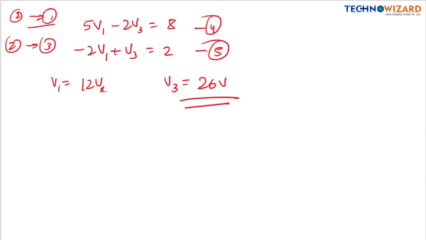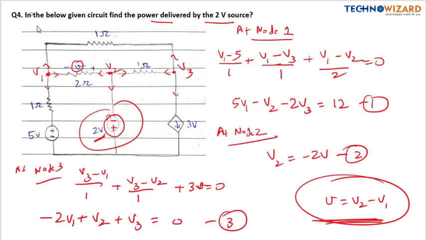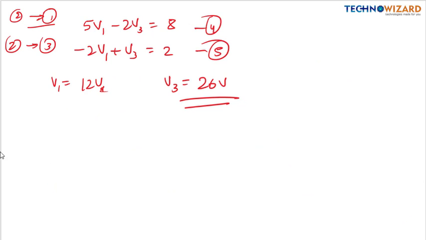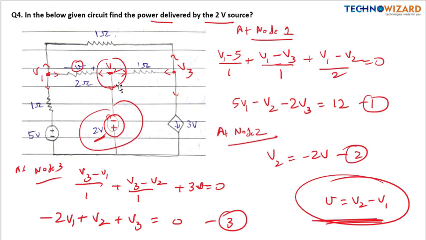So if you see this circuit, at node 2, if you apply nodal again, you will get the current flowing in the 2 volt voltage source. I am taking the current here as I21, here as I22, and here as I23.